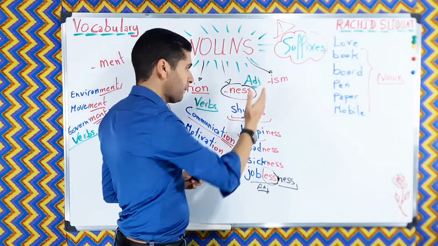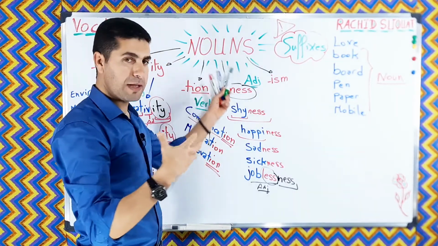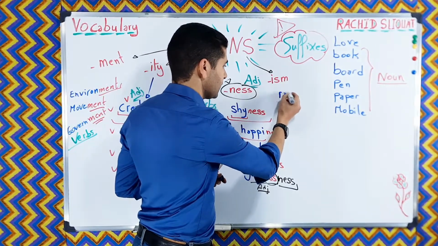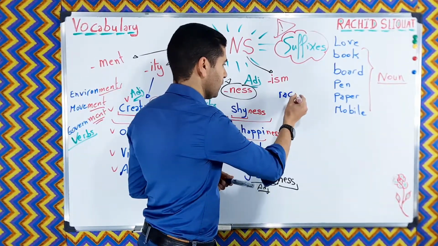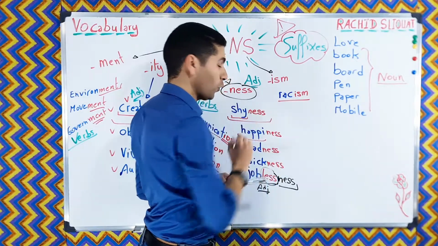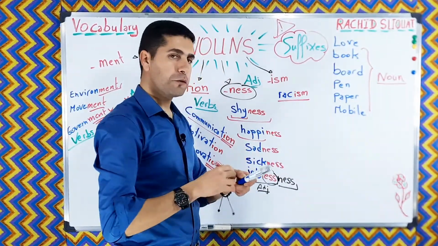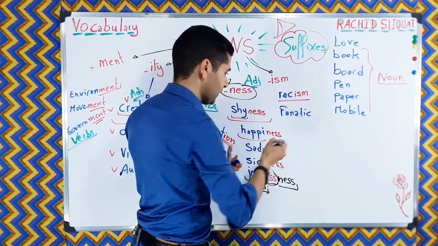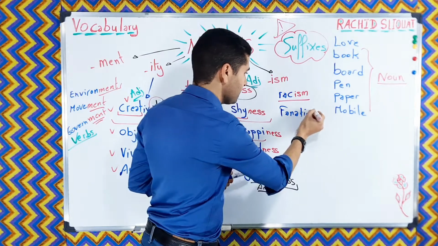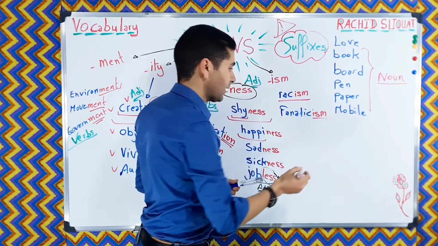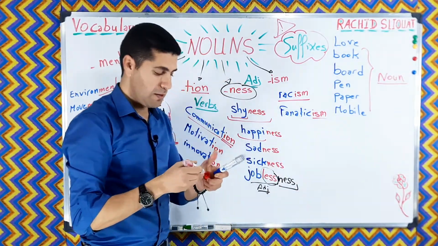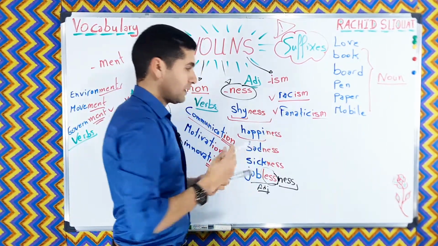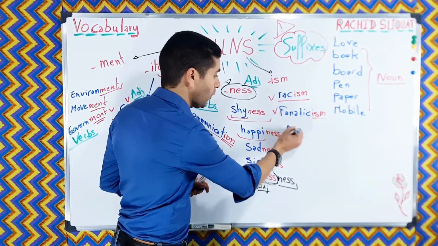Now, ism is another suffix to make nouns. For example, racism is a noun, right? We can also talk about someone fanatic, and we say fanaticism. This is like in My Son the Fanatic by Hanif Kureishi. This is a good novel to read. Fanaticism. We can talk about optimism.